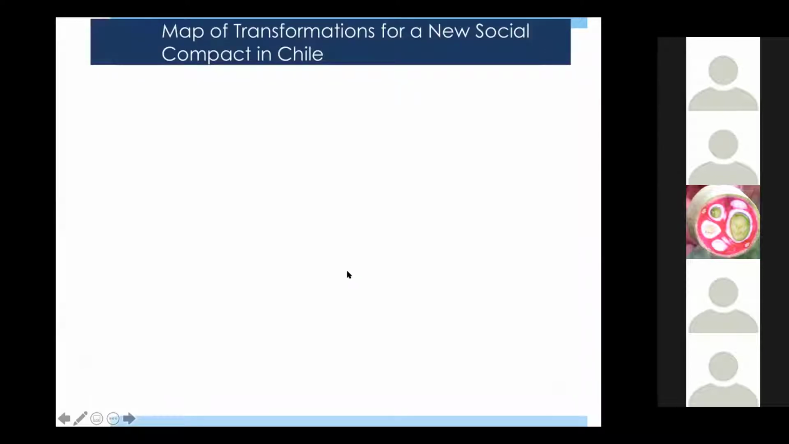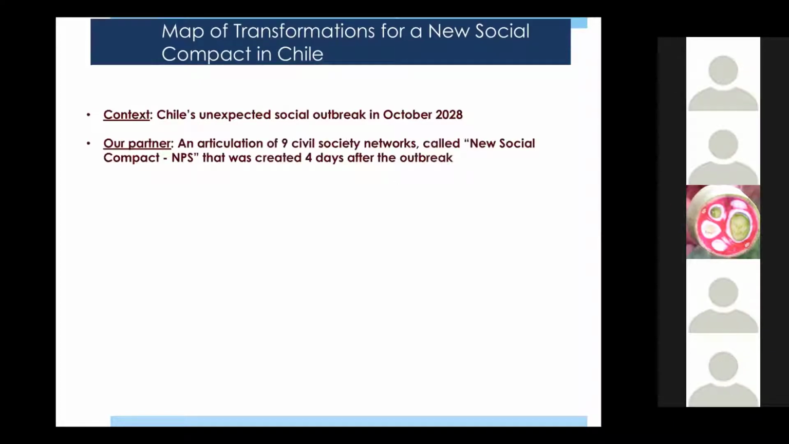Let's see now the second ongoing process, transformation for a new social compact in Chile. Context: Chile's unexpected social outbreak in October 2019. We had a very strong outbreak. Maybe you saw it in the news. And our partner, an articulation of 9 civil society networks called New Social Compact, NPS, was created 4 days after the outbreak.